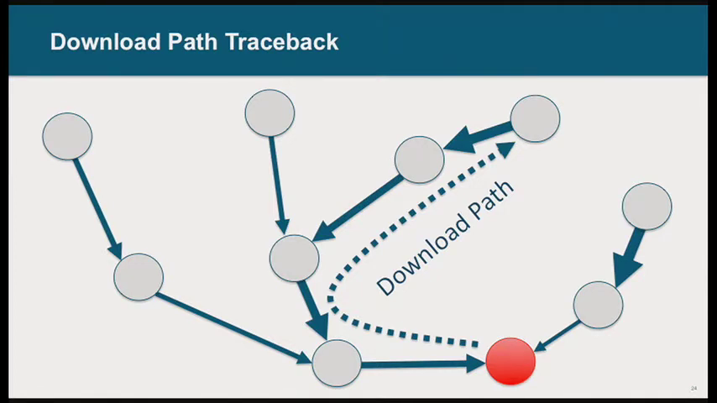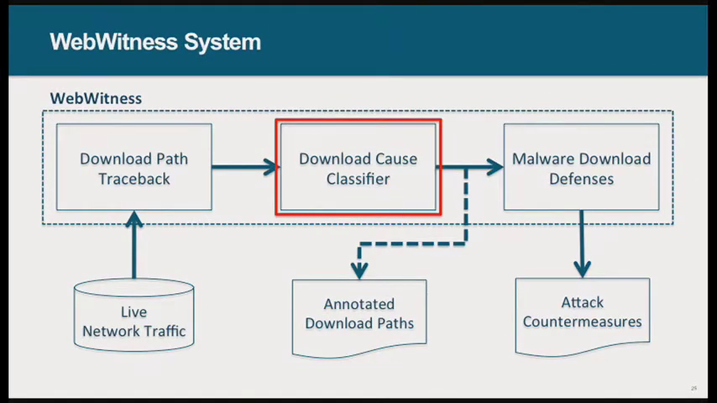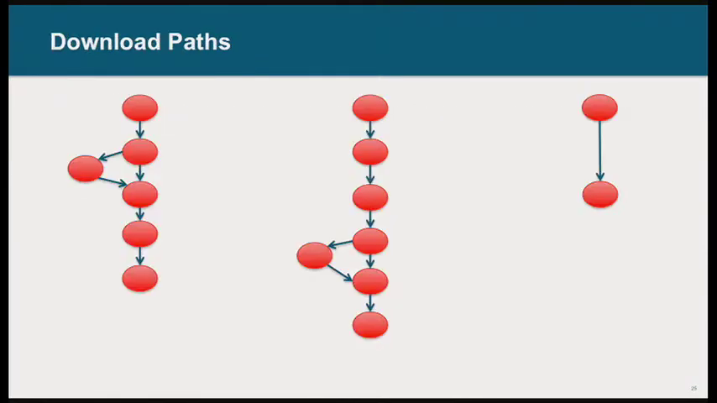And we use a greedy algorithm that walks back and takes the highest probable or the most likely edge for each node. And the result is our download path. And so once that's extracted, we feed that to our download cause classifier. And so here are some paths that have been fed to it.